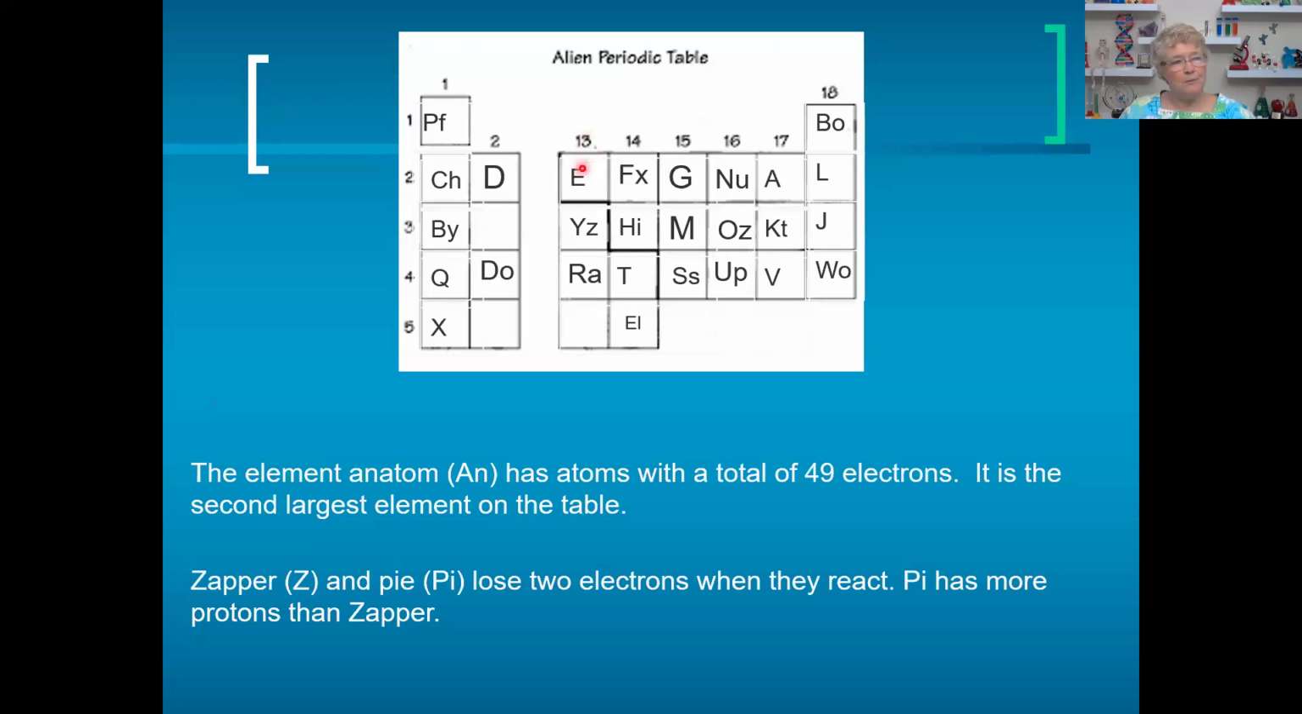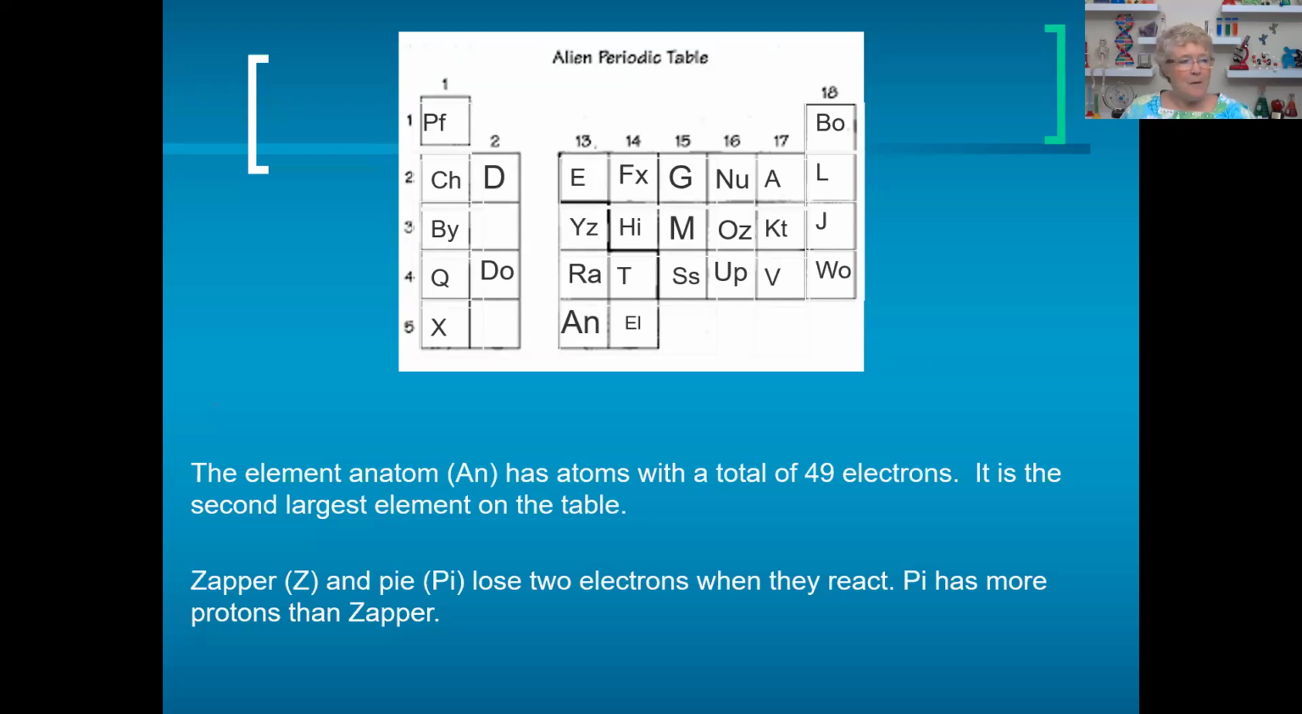It's going to be in the group bottom. 13. Yep, right here, group 13, period 5. Excellent. All right, Zapper and Pi lose 2 electrons when they react. Since they're going to lose 2 when they react, which group are they in? They're alkaline earth. They're in group 2.